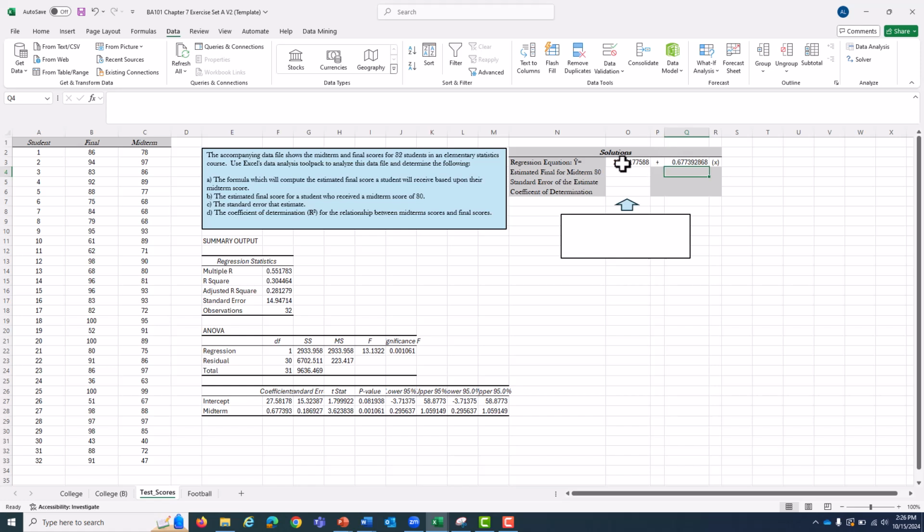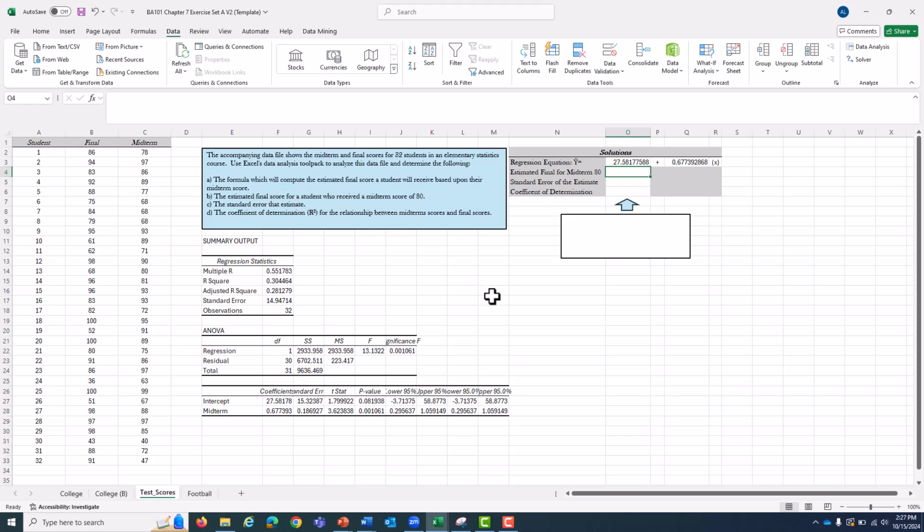So here, one more time, our equation is saying that a student will get 27.5 points, essentially, on the final with no information from their midterm. But for each point they scored on their midterm, the predicted final grade on the final exam should be about 0.677 points higher.